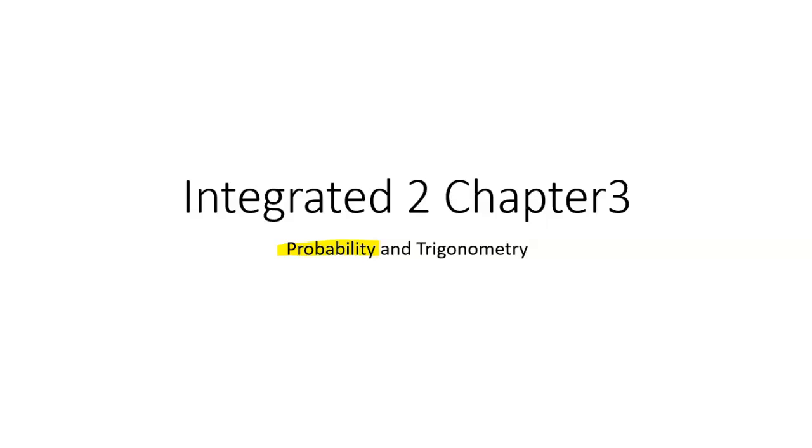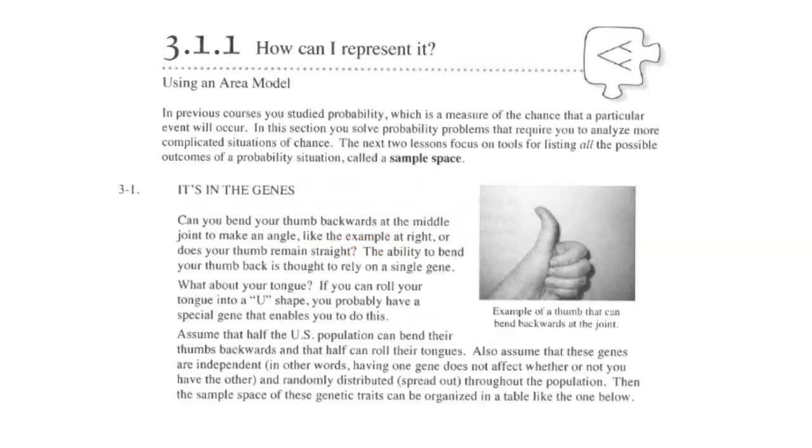So what is probability? It is basically the measure of chance that a particular event will occur. That's what probability is, a chance that a particular event will occur. And today we're going to focus on how we can set up our area model, which we have been using from previous classes.